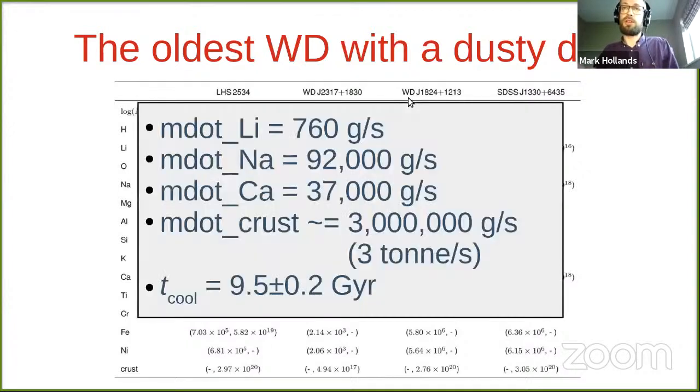This also means you can measure the accretion rates of each element onto the star, and this shows how precisely you can do it. For lithium, to get the absorption line in the spectrum, we only need about 1 kilogram per second, or even less than that, for the whole star to produce this lithium line. Assuming crust, this corresponds to about 3 tons per second over the whole star. And this object is much older than any other object known with a disk, at 10 gigayears in its cooling age.